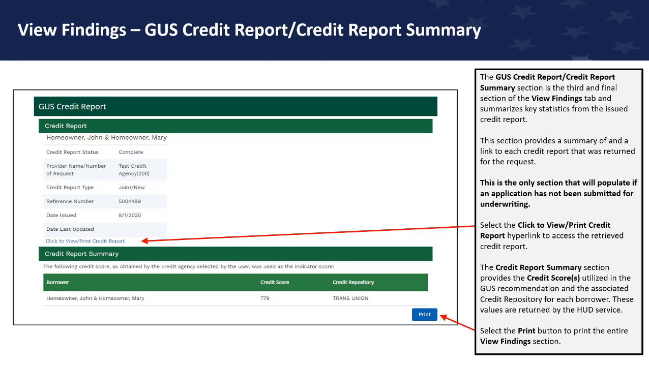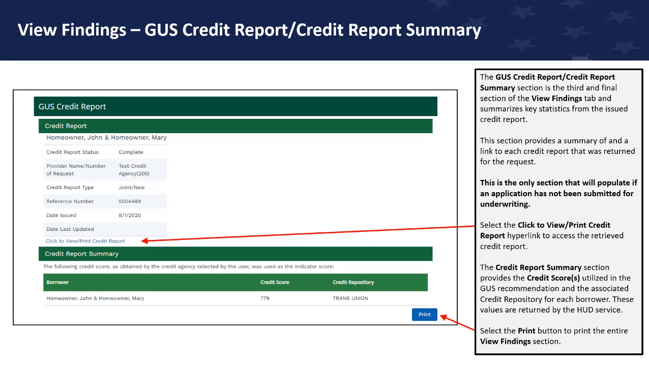If the credit report is later reissued, the reference number of the initial credit report will be utilized to reissue the report. Date issued lists the date of the credit report. And finally, date last updated displays an updated date if any changes have been made to the credit report. Select the Click to View Print Credit Report hyperlink to access the retrieved credit report.